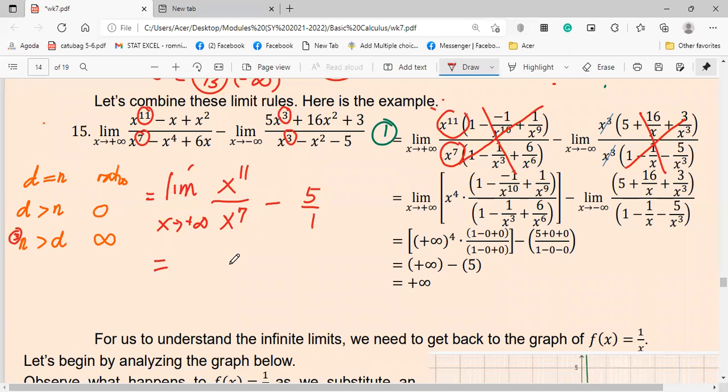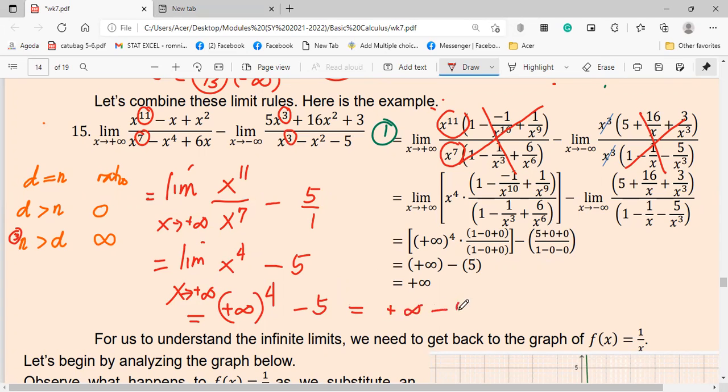Okay, so what is x raised to 11 over x raised to 7? That's x raised to 4. So get the limit of that as x approaches positive infinity. So this is minus 5. Okay, so a positive x raised to 4 tapos positive infinity pa to. The more na magiging positive siya, right? And negative 5 or simply 5 is constant, so walang nagbago sa kanya. Okay, so that will be positive infinity minus 5. The answer is positive infinity. Any constant that is added or multiplied to infinity is infinity. Okay, so that is number 15.